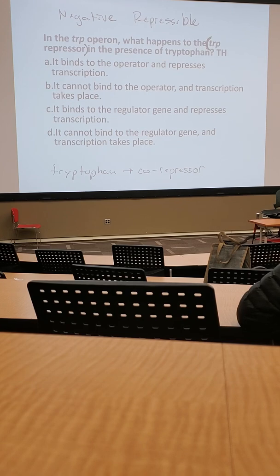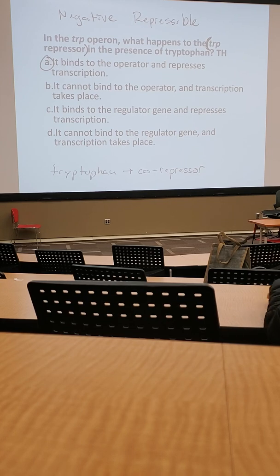So the best answer here is A, right? We were on, and now we want to turn off. So tryptophan is going to bind to the trp repressor, so it goes to the operator, not the regulator, and it's going to bind to the operator and repress transcription. So we started here, I gave you information about the co-repressor, then that helped us determine the way that we're going to talk about this. Negative repressible, then that will help you answer the question.